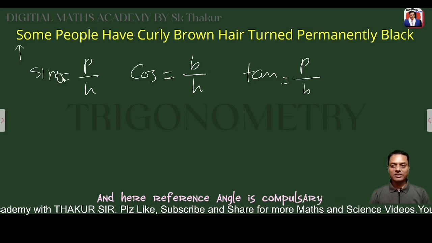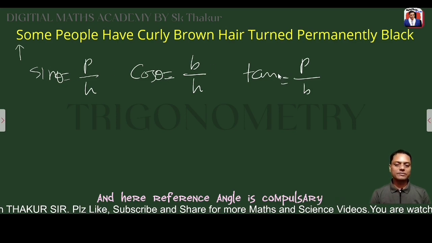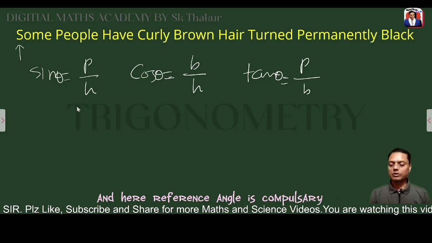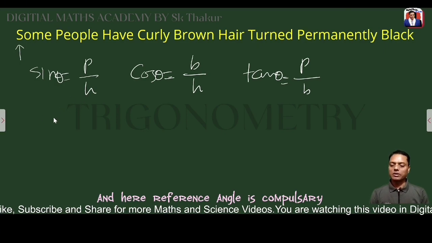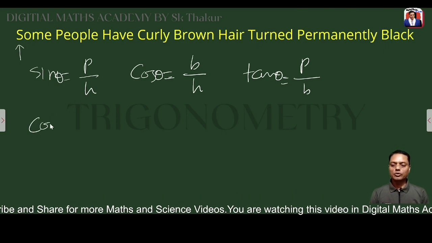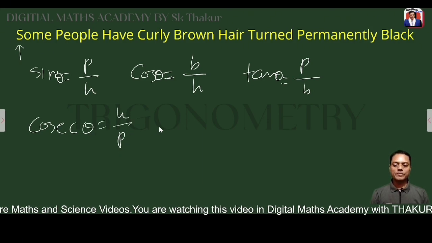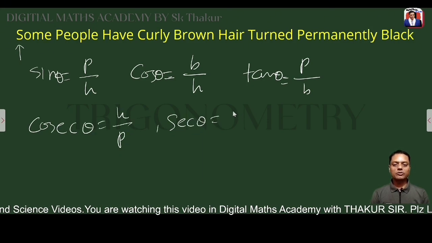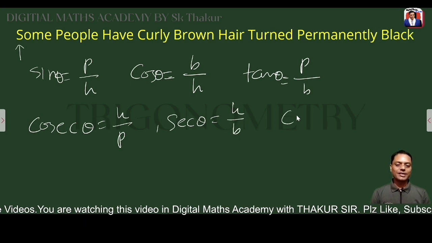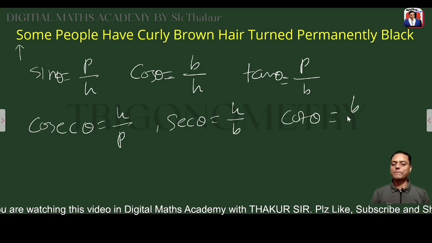And here the reference angle is compulsory, so without a reference angle it is not possible to compute any trigonometric ratio. Cosec is the opposite of sine, so we can write cosec theta equals H by P, sec theta equals H by B, and cot theta equals B by P.